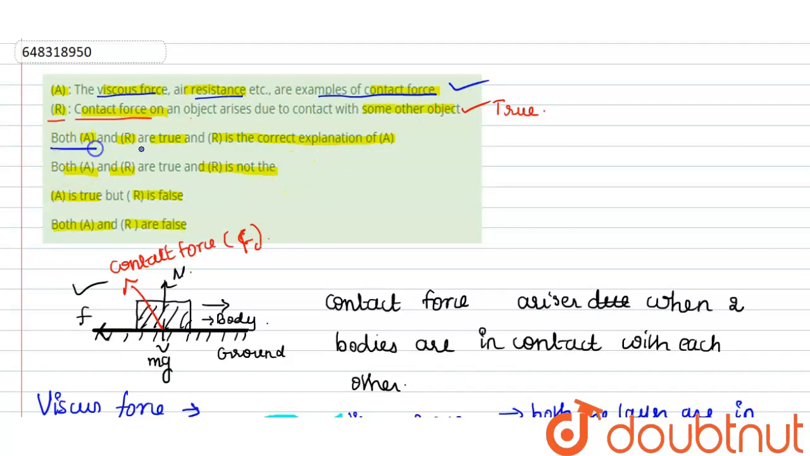Hence we can say both assertion and reason are true, and the reason is the correct explanation of the assertion. So this is the correct option. This is our answer. I hope this answered your question.